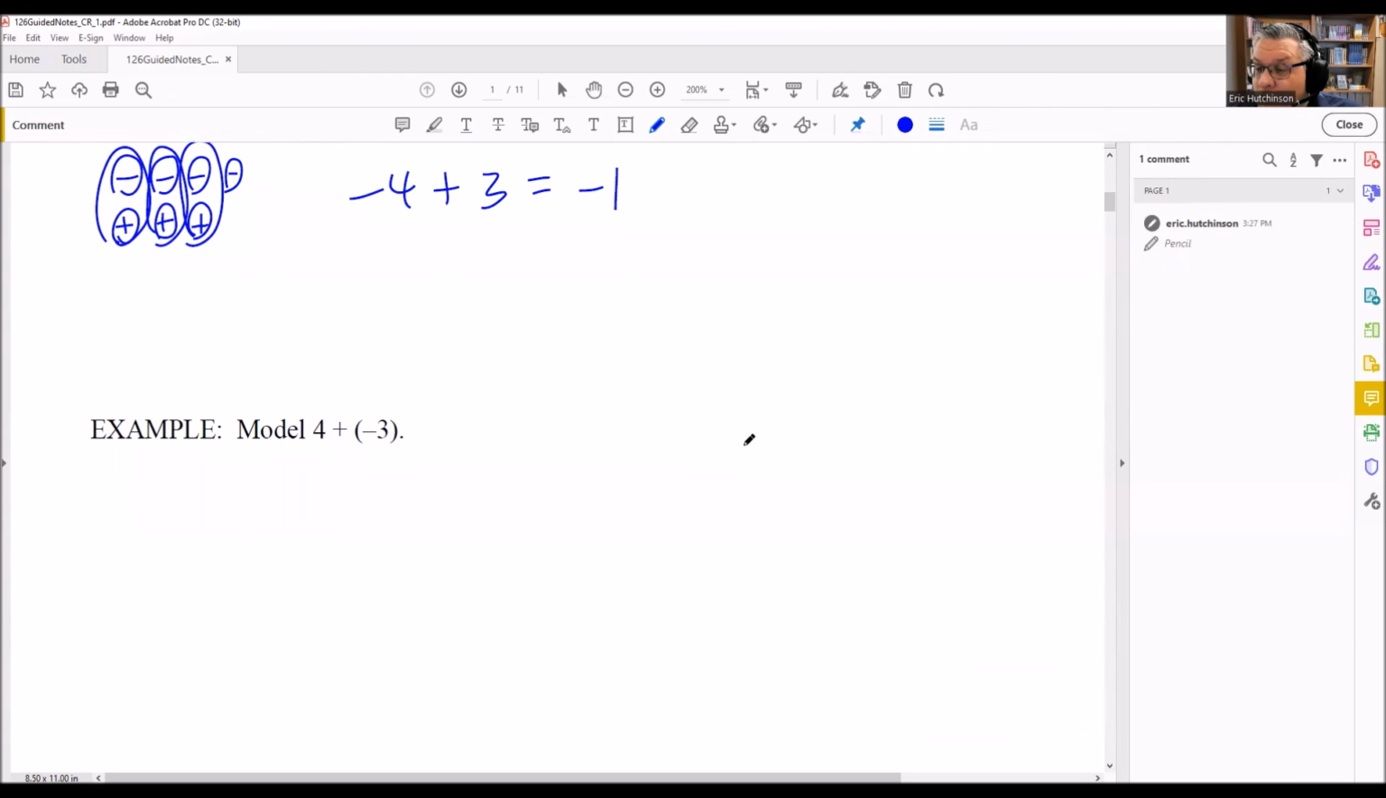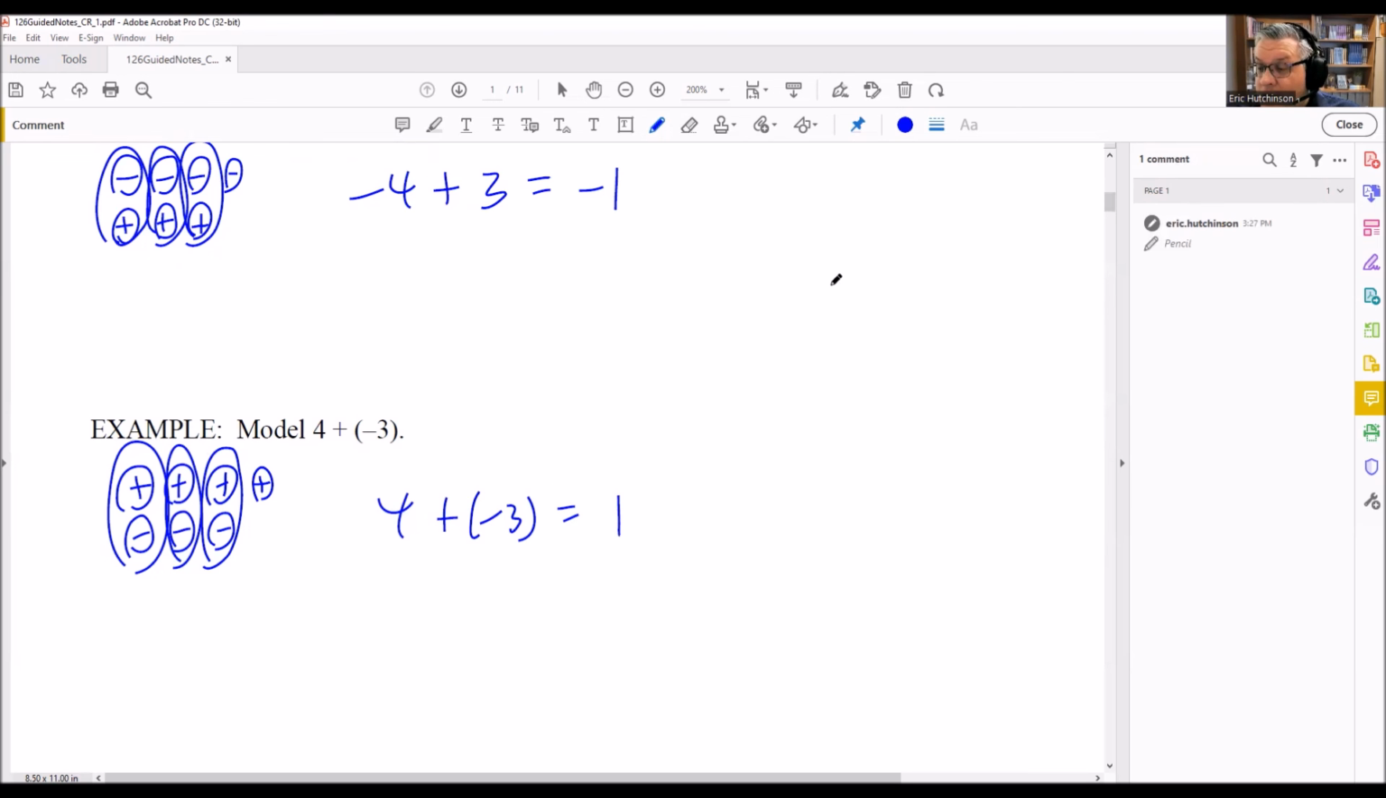Now, if I want to model 4 plus negative 3, there are the 4 positive circles I've got, and I want to put the negative ones underneath like this. So then, again, if you have a plus and a minus, I'm going to circle these. That means that they're going to cancel out. Now I have one positive that's left, so 4 plus negative 3 is equal to a positive 1 because I only have one plus that's left over. Okay, so that would be my answer. 4 plus negative 3 is positive 1.